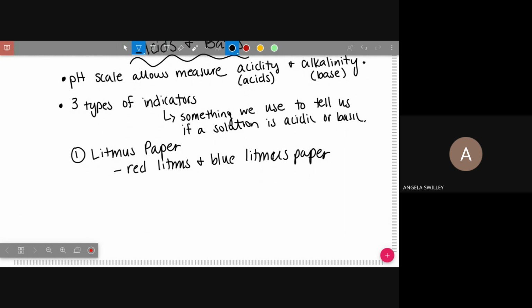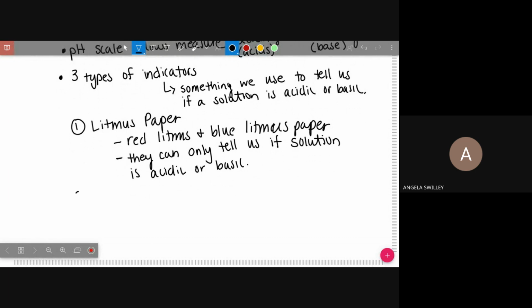Red litmus paper and blue litmus paper can only tell us if the solution is acidic or basic. That's it. Some of the other ones will be more specific. And on Monday, I'm going to show y'all what litmus paper looks like.